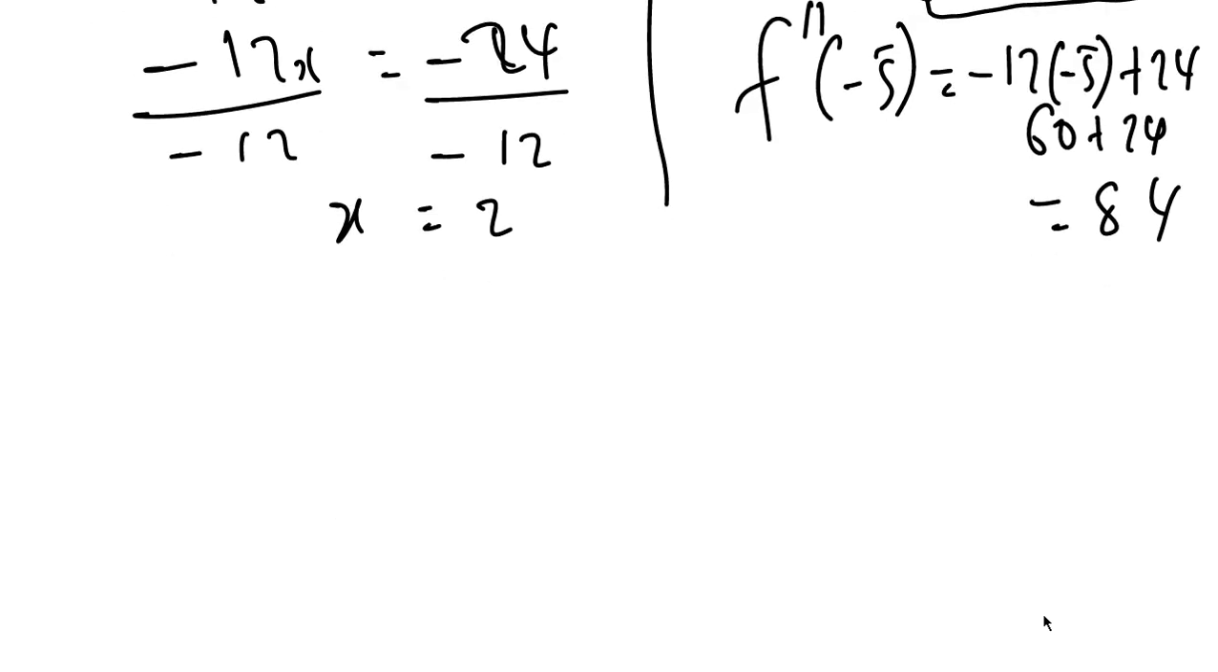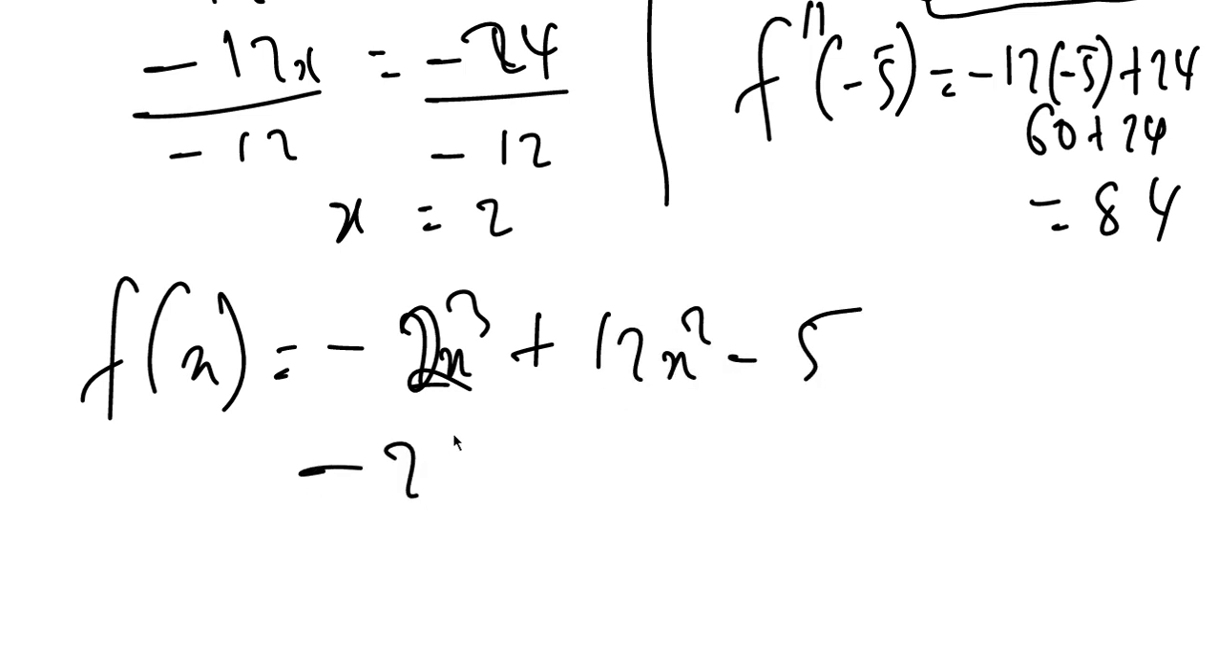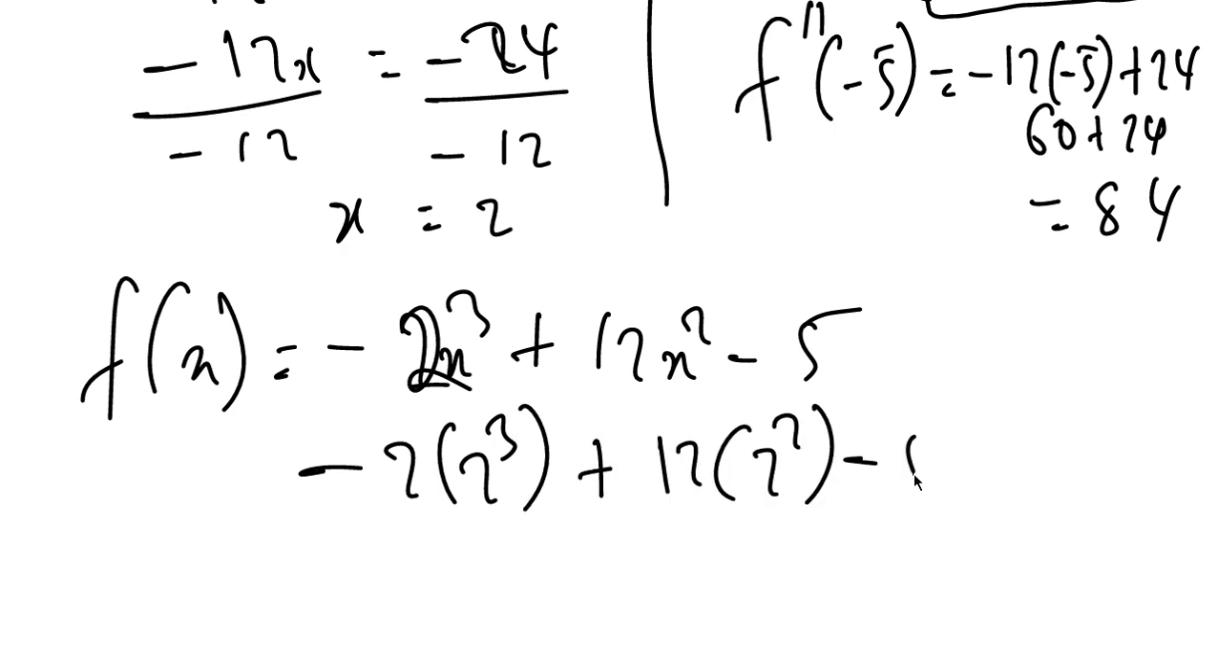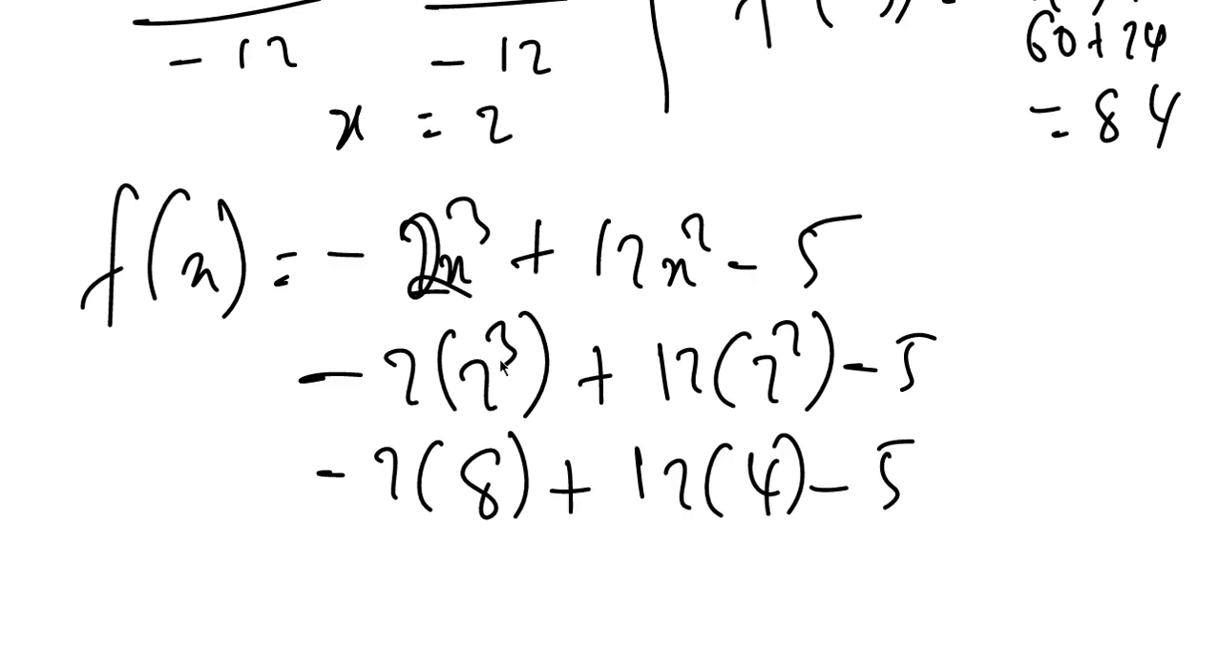So we can now go ahead to substitute in the original function, which is negative 2x cubed, positive 12x squared, negative 5. And then on substitution, that will be negative 2 into 2 to the power 3 plus 12 into 2 squared, negative 5. And that will be negative 2 into 8 plus 12 into 4, negative 5. And negative 2 into 8 is what? Negative 16, and then positive 48, and then negative 5.